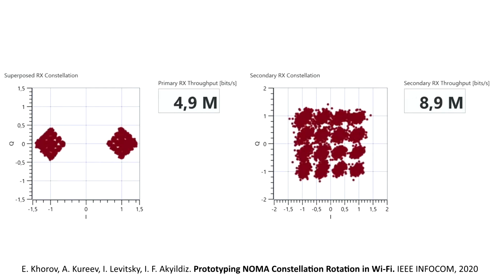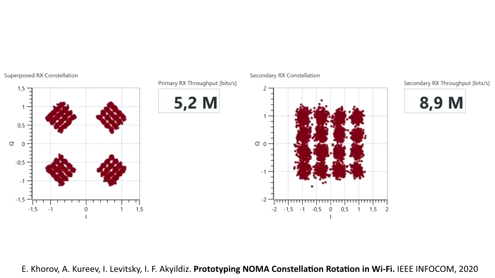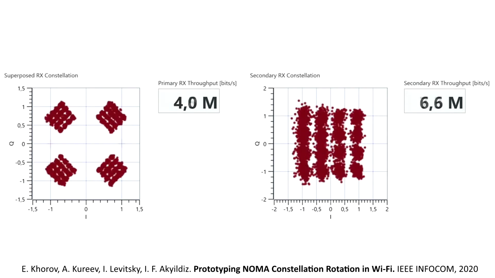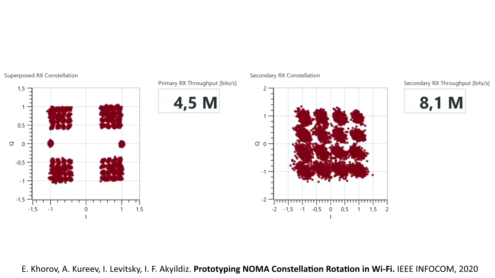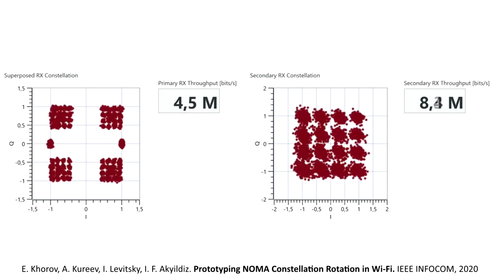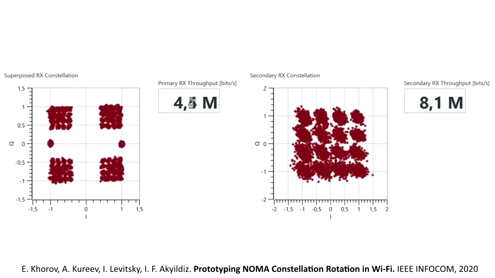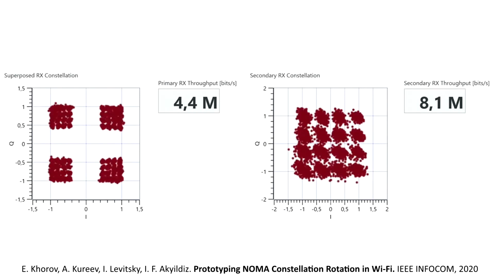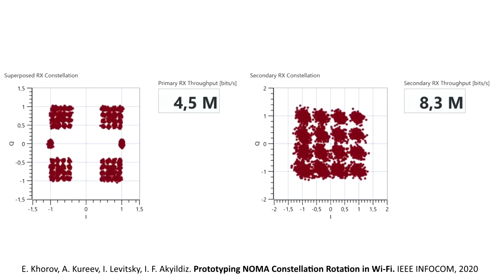But what happens when I change the primary constellation to QPSK? Now the direction of phase noise changes, so for better secondary signal reception, we should rotate the constellation back. This means that the performance of NOMA depends not only on constellations of primary and secondary signals independently, but on their combination. Choosing the constellation of one signal has an effect on the other one.